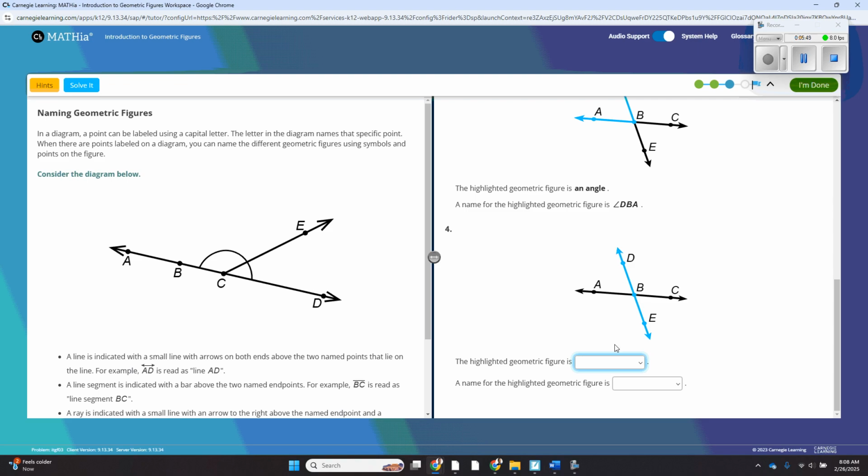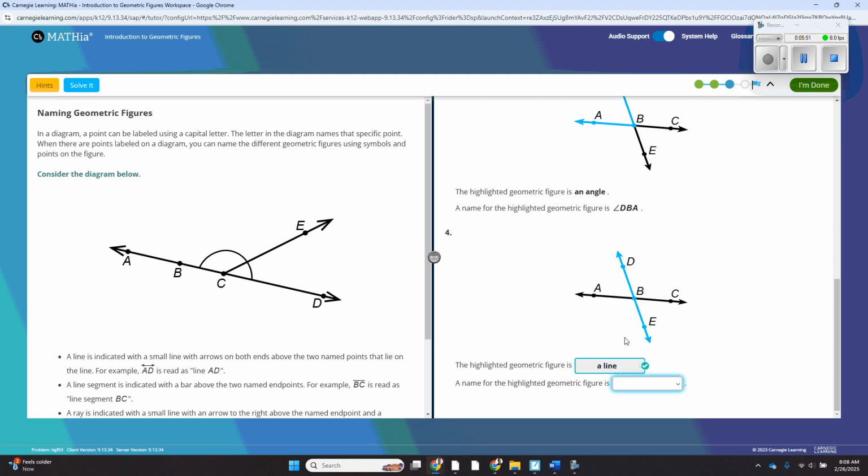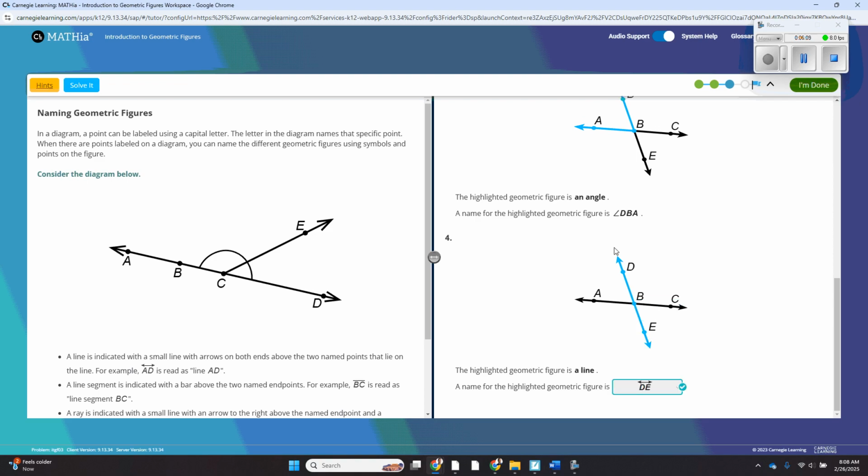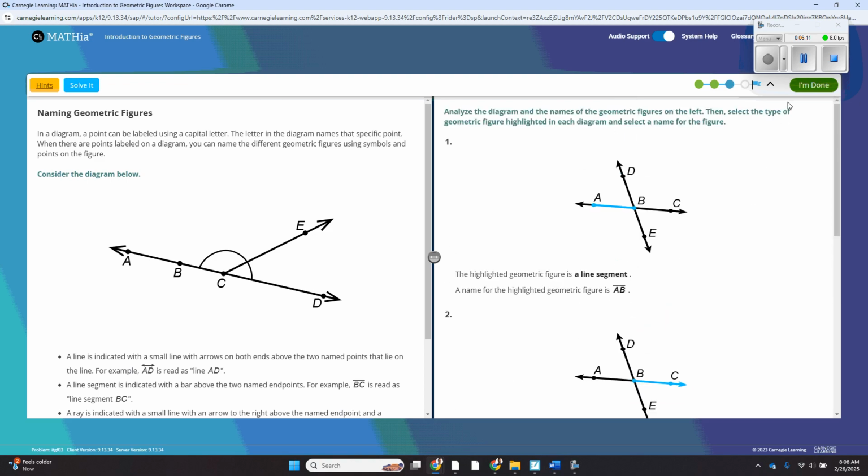All right, the highlighted figure above this one, this is a line because it has an arrow on both sides. And this is going to be line. You can choose any 2 points on here. Usually, I like to do the outside ones, D and E or E and D. Let's see what they have for our choices. Yeah, it looks like DE with the arrows above both. If you had the segment, that'd be wrong because it has to continue forever past those with the arrows. All right, and I think we're done with this section, so we have one more.